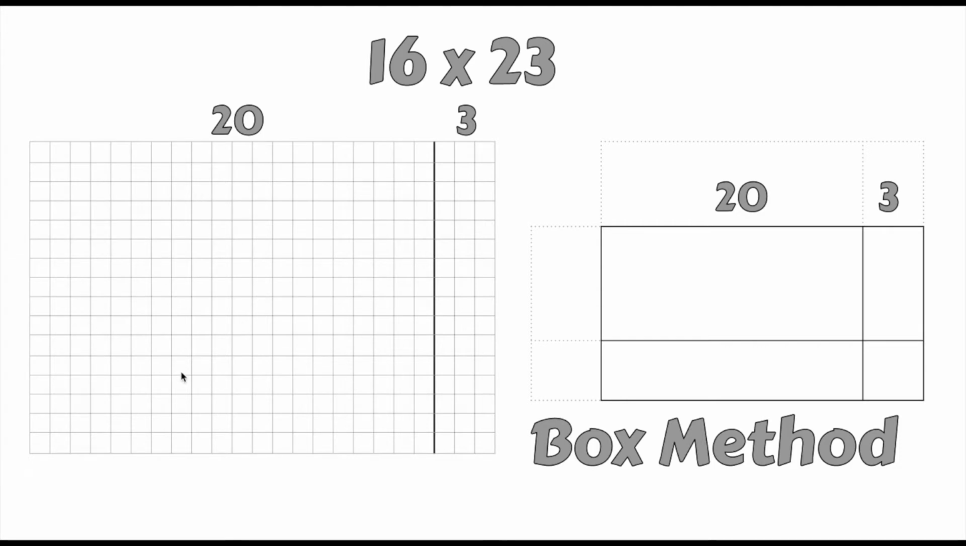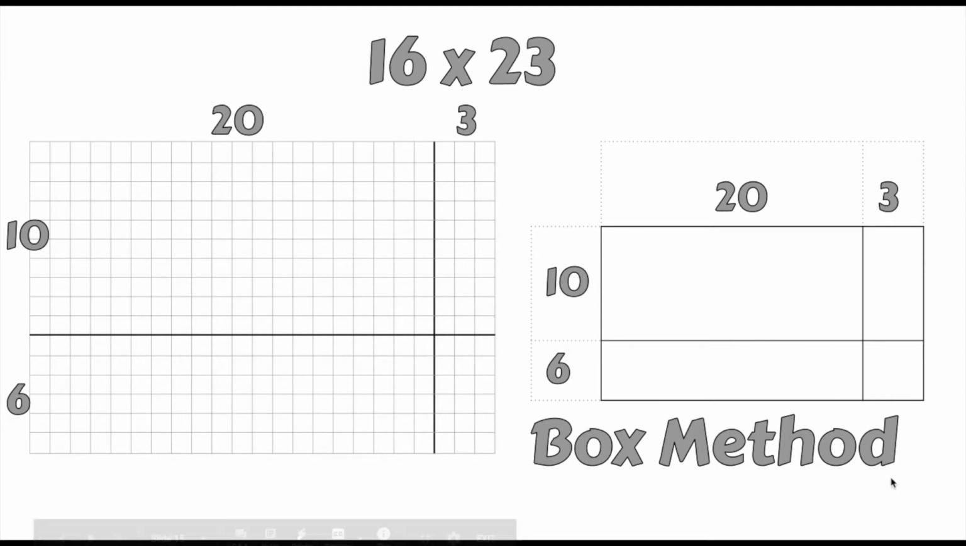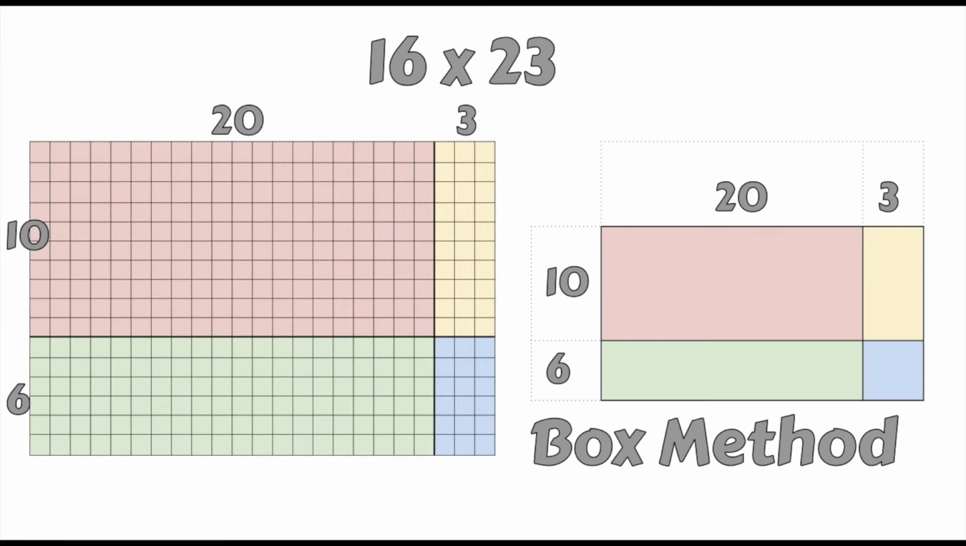Now, I still need to split up the rest of this because my 16 can be decomposed as well. 16 can be decomposed as 10 and 6. And so you'll notice that in my model, I split it going horizontally as well to show that I have 10 up top, 6 at the bottom. Now I have 4 smaller sections that are going to be much easier to solve for, and then I can just combine them all together. So let's first color code this just so we can make it more clear about what we're looking at.